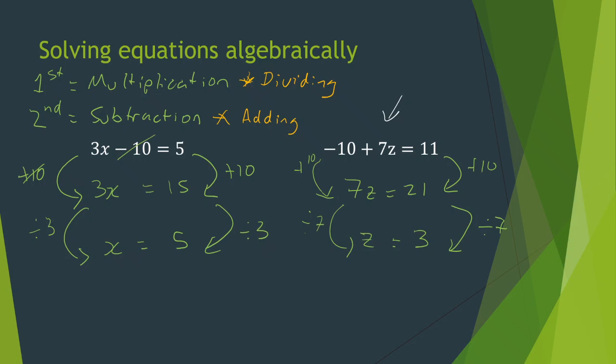Now, it looks like we're all finished, but what I'm going to do is I'm going to check my answers for both of them. If x equals 5, 3 times 5 minus 10 should equal 5. So this is 15. Take away 10. Yep, that equals 5. So correct. How about this one here? Minus 10 plus 7z. Well, we just found out that z equals 3. Okay, so doing BODMAS, this is 21 minus 10, should give me 11.